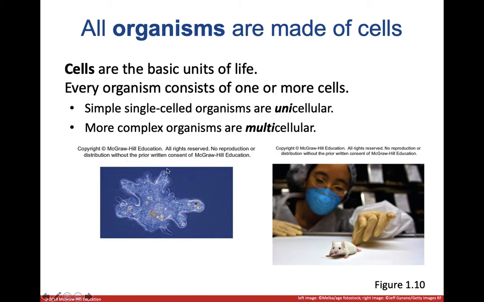So from the get-go, organisms can be broken down into unicellular, which means they're made up of one single cell that's capable of doing all of the traits of life, or multicellular, which means they have more than one cell that all work together to make this one organism work as a whole. So all the cells inside of this mouse here are capable of doing everything that a unicellular cell can do. They just work together to make this mouse a whole organism instead of living by themselves as a unicellular organism.